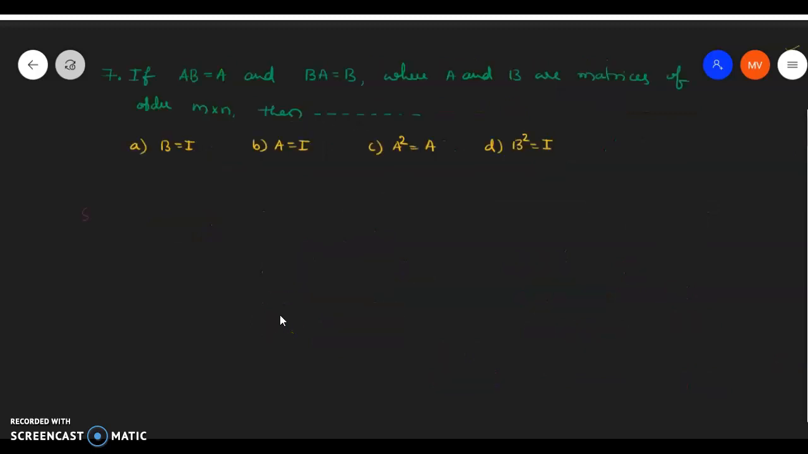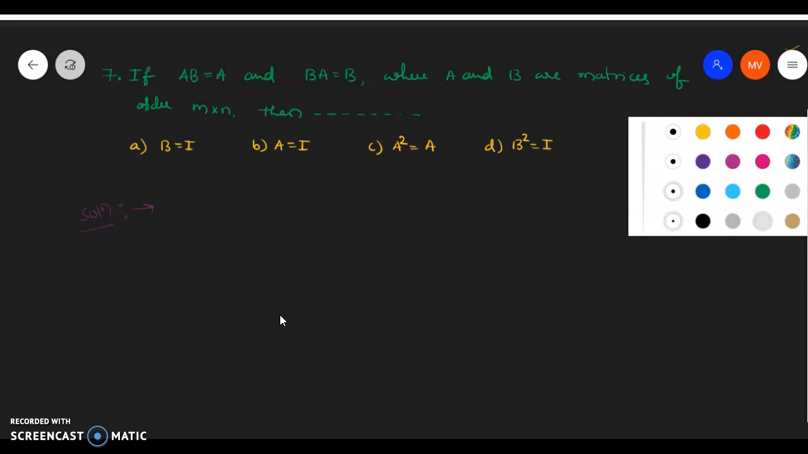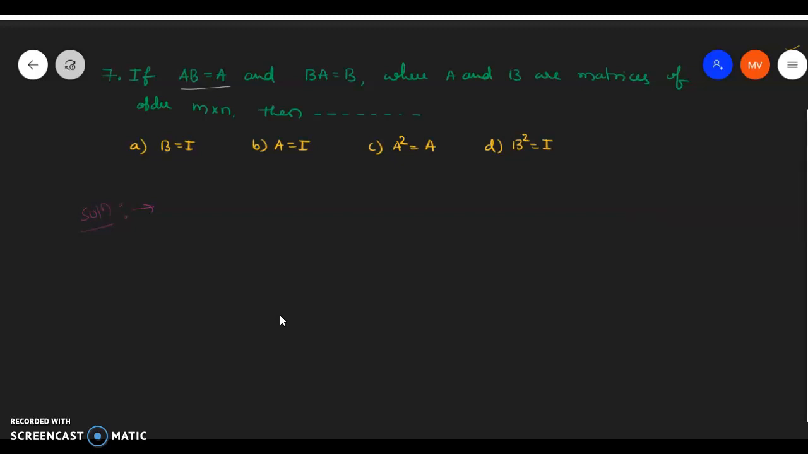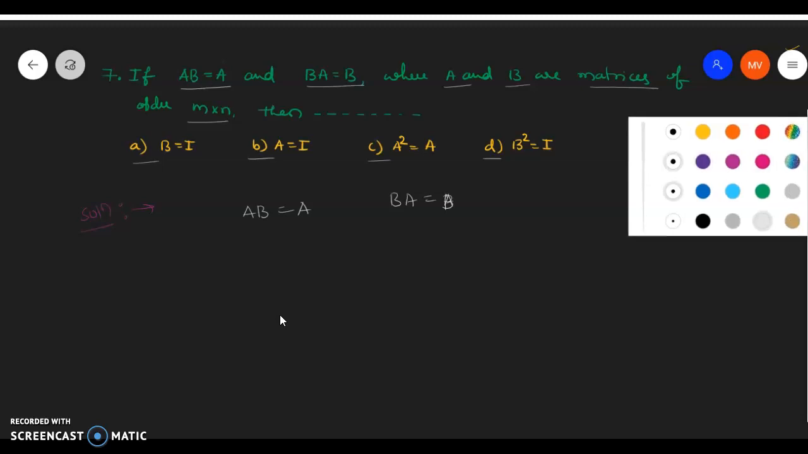So students, there is an interesting question here. Check out this. If AB is equal to A and BA is equal to B, where A and B are matrices of order m cross n, then which of these conditions holds good? Since A into B is equal to A, and B into A is equal to B.